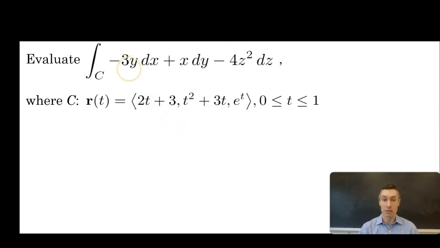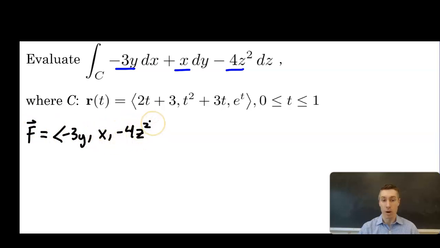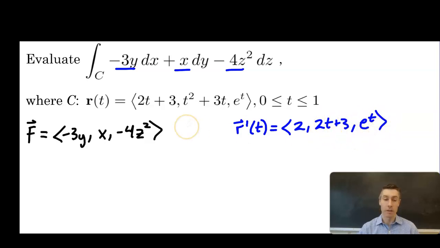So again, just to highlight, these are the components of the vector field. So our vector field is negative 3y, x, negative 4z squared. They give us our parameterization, they give us our t-bounds. So next thing we can do is find our r prime of t. So that's going to be 2t plus 3, and e to the t.